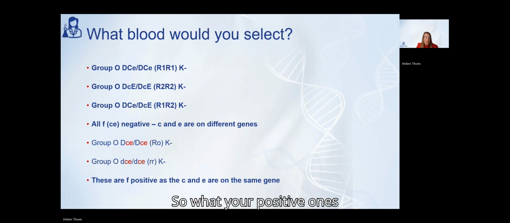So what your positive ones are, you wouldn't want to be choosing these. So you wouldn't want your RO because that's F positive because the little c and the little e are on the same gene. So you can see there, with R1, it's little e positive, but it's not F positive because it doesn't have the little c. The R2, you've got the little c, but you don't have the little e in combination. And the R1, you've got both the little c and the little e, but they live on different genes.